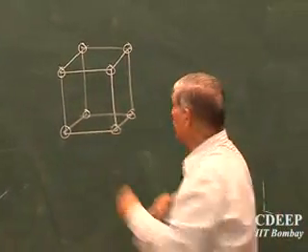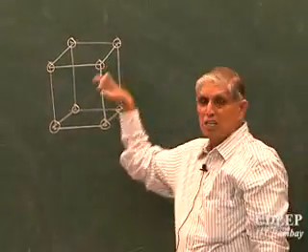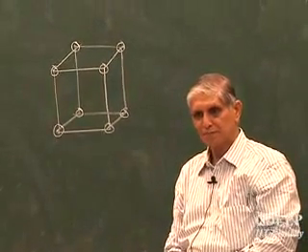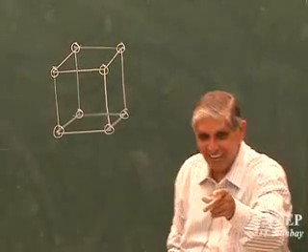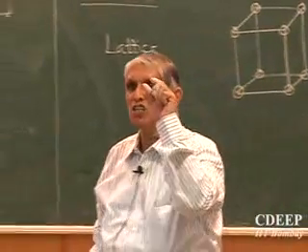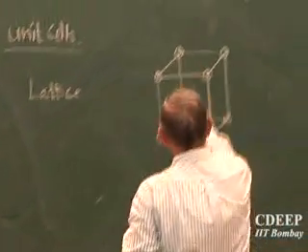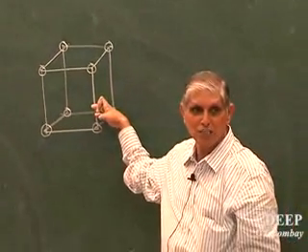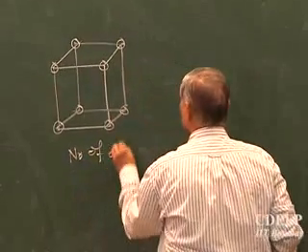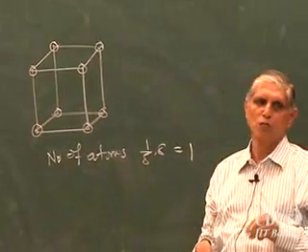This is one. If I replicate it above, left, right, below this, each atom is connected to how many such lattices? How many you said? 8. How do you say? 4 above, 4 down. Okay. So each corner atom is shared by 8 such lattices. Since there are 8 atoms, actually how many atoms in the unit cell? Only 1. So we say the number of atoms is 1/8 of 8, which is 1.